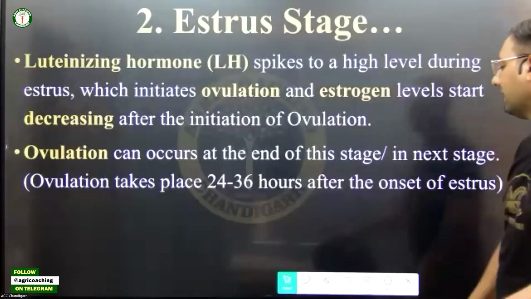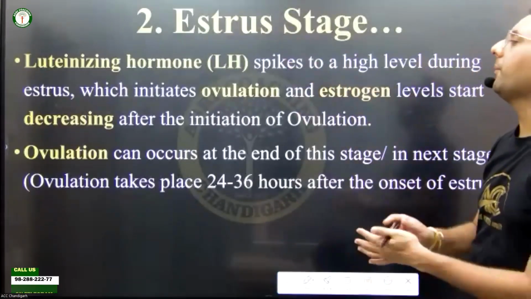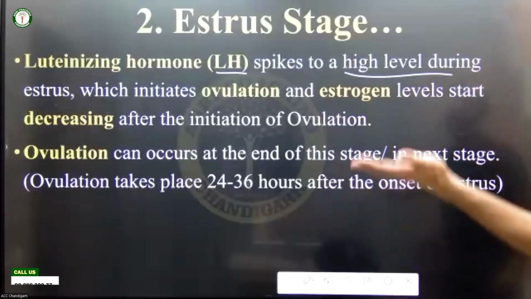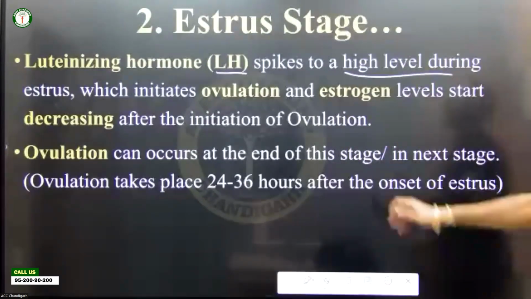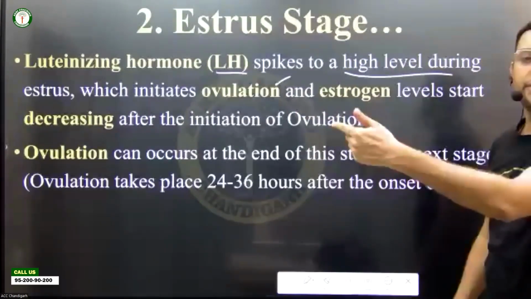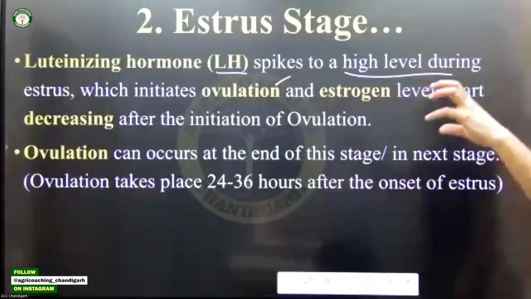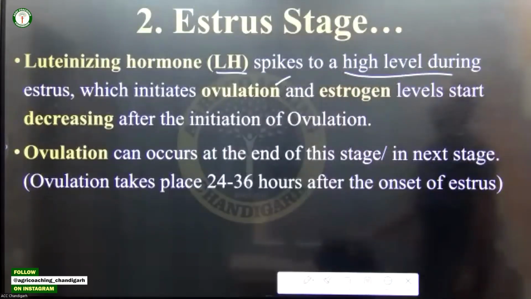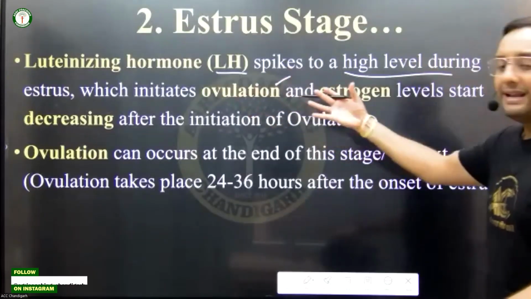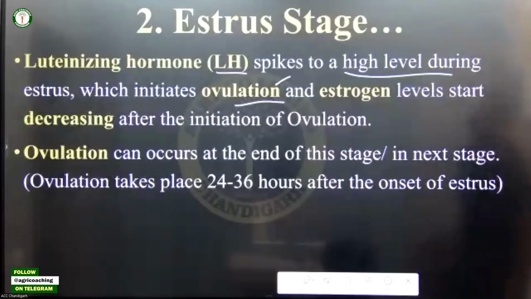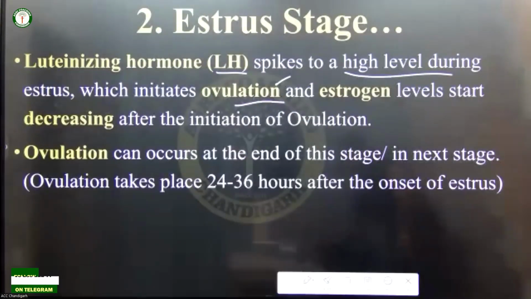Now coming toward the third stage, but before that, a few remaining points. Luteinizing hormone, LH. LH spikes to a high level during estrus, which initiates ovulation. You can remember LH was triggering ovulation. At the same time, FSH was promoting the development of the follicles. So LH spikes at a high level during estrus, which initiates ovulation, and estrogen levels start decreasing.